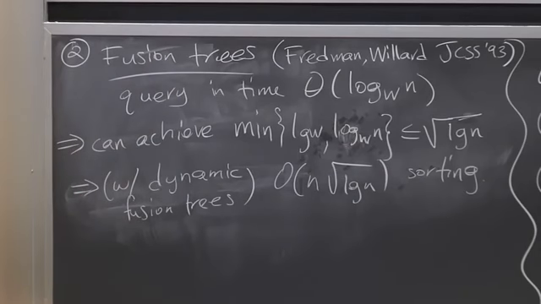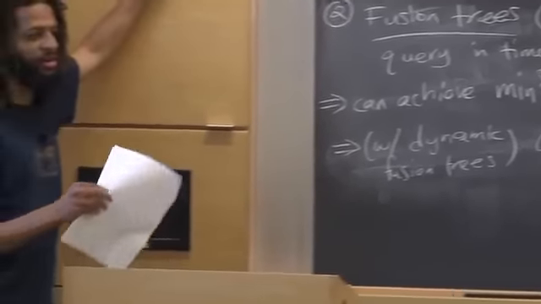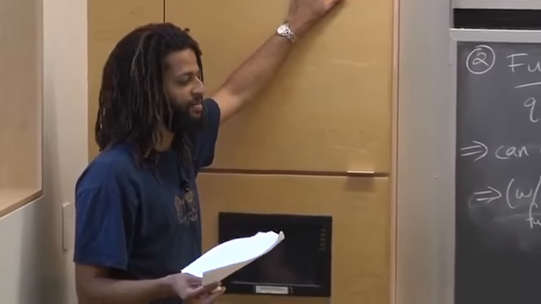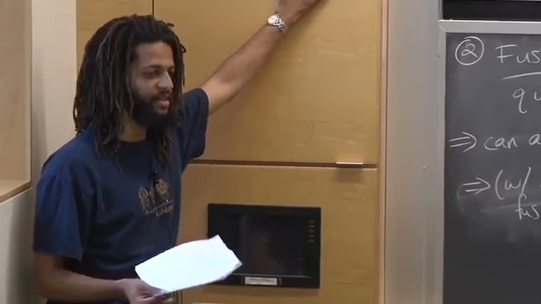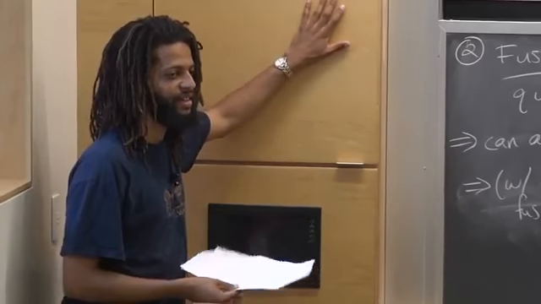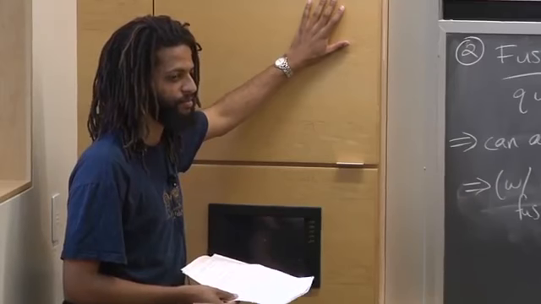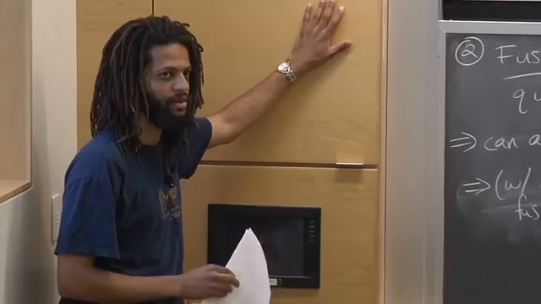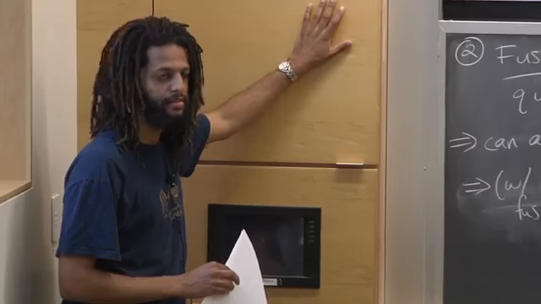Question? There's an issue which I haven't discussed, which is the pre-processing time to actually create the data structure. In the dynamic case, when you start with an empty data structure, that doesn't come into play. But with the static case, we're going to spend polynomial time to actually create this fusion tree. And that's going to be bad for sorting. Any other questions?